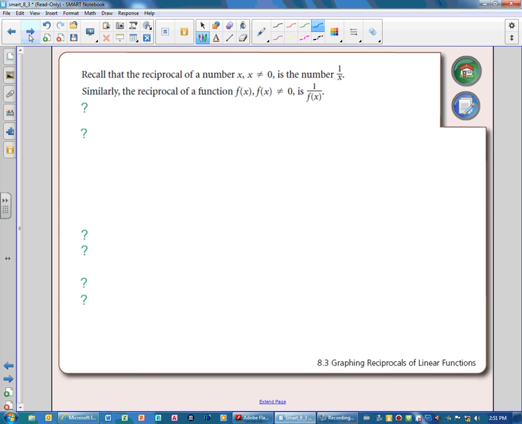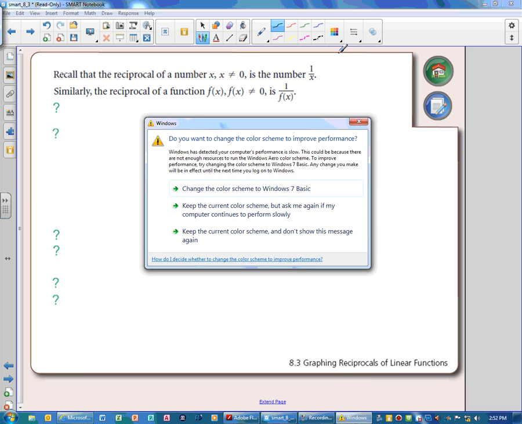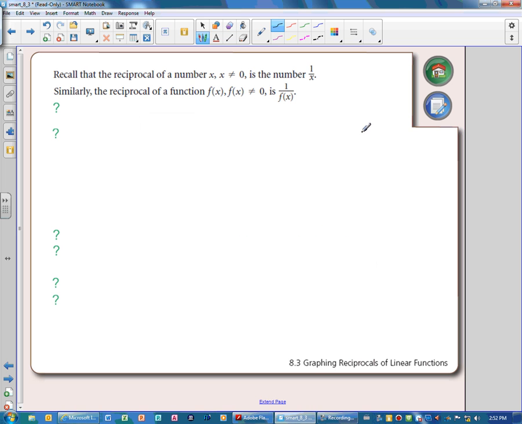So if we continue on here, it says that recall that the reciprocal of a number x, as long as x isn't 0, is the number 1 over x, okay? So if we have any number, the reciprocal is just 1 over that number. And then it says, well, what if we have an equation, so a function? So if we have the function, let's say, y equals x plus 1, for example. The reciprocal is just 1 over x plus 1. That's all it's like, okay?